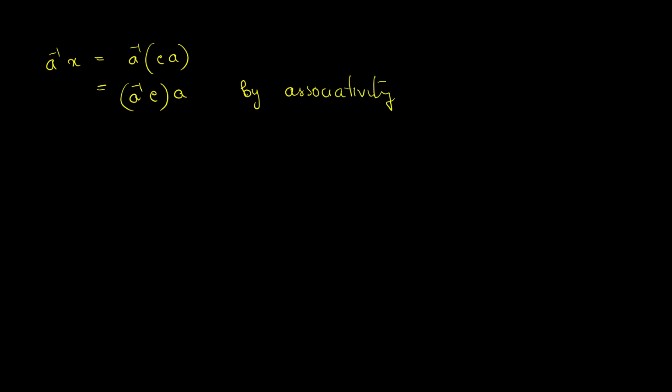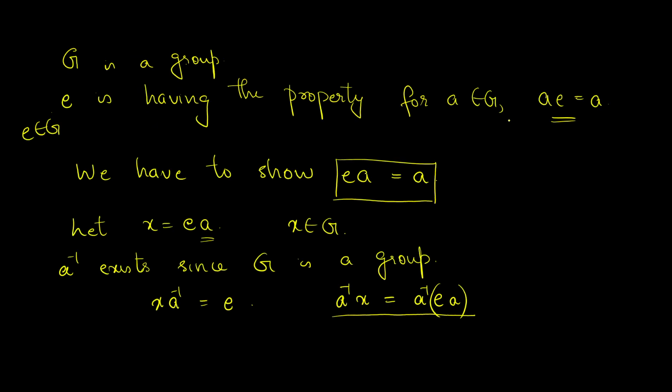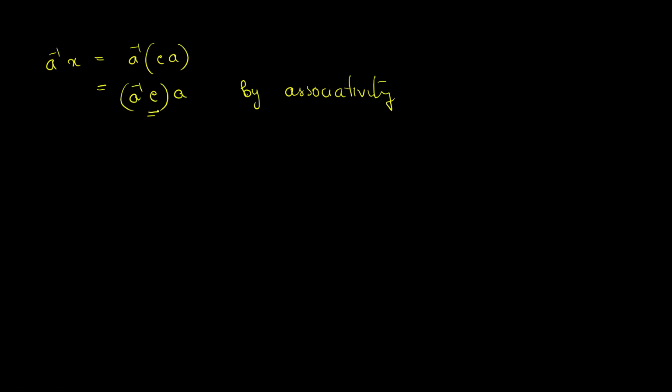All right. Now just look here. From the given condition, we know that when it is operated from the right, E acts as an identity, right? Now A inverse is an element in the group G, and E will act as an identity when it is operated from the right. So we'll have that A inverse into E must be equal to A inverse by given condition.